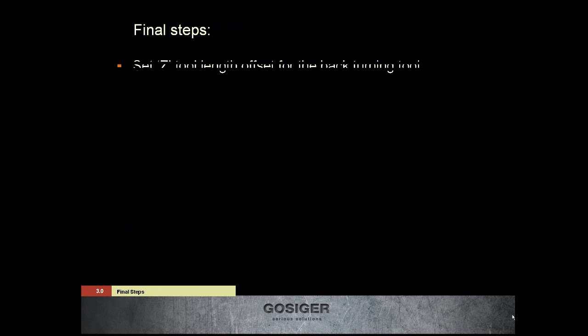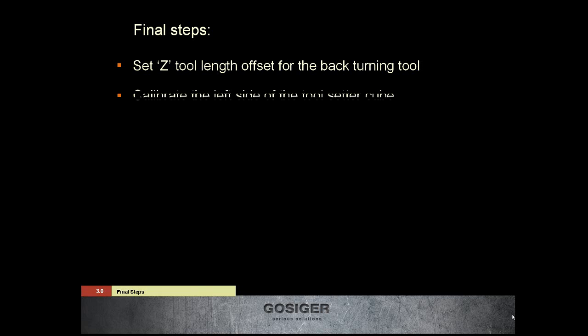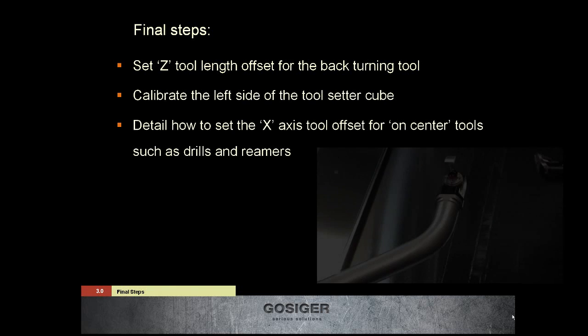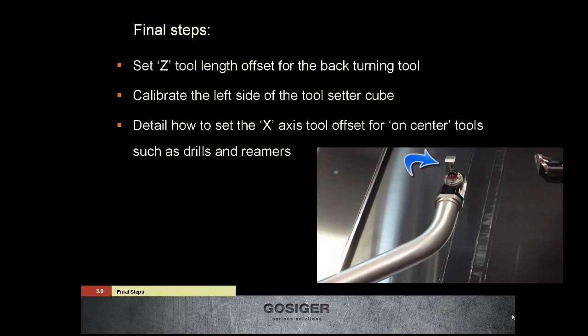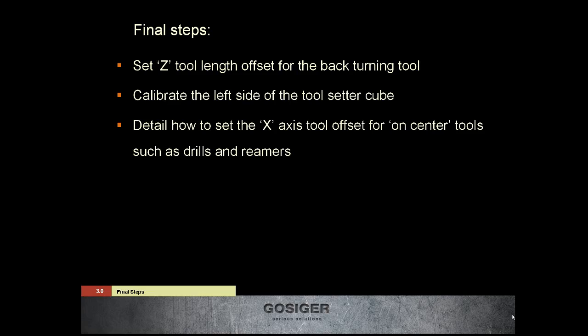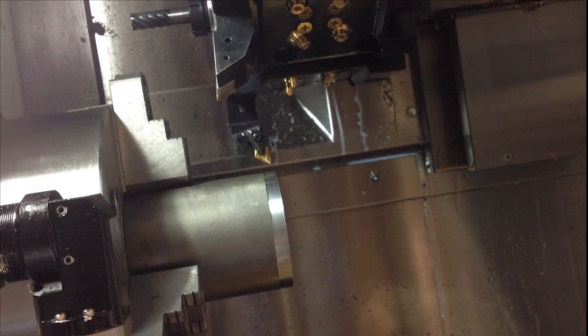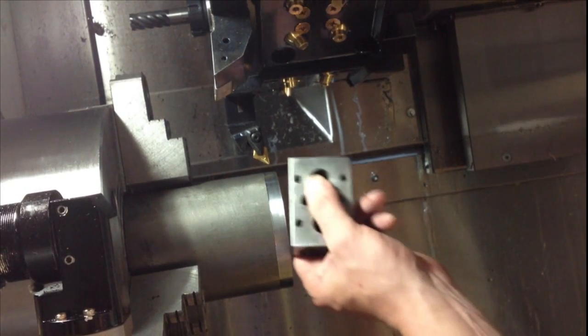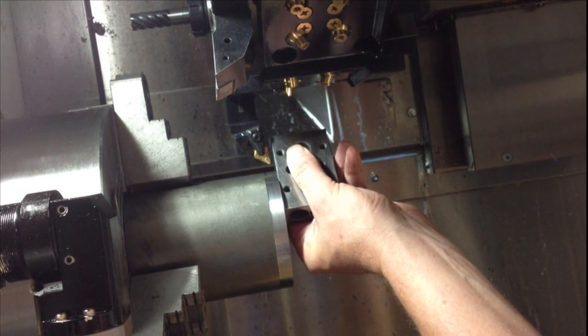In our final steps, we will set the Z tool length offset for the back turning tool and calibrate the left side of the tool setter cube. And finally, we'll detail how to set the X-axis tool offset for on-center tools such as drills and reamers. We index to a back turning tool and manually position the tool tip behind the outboard edge of the part.